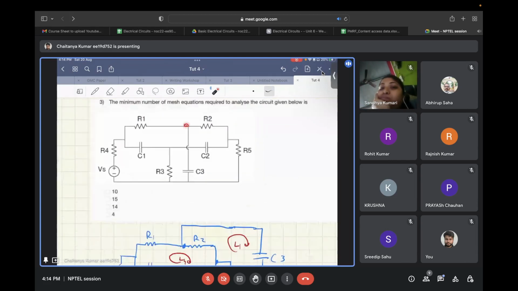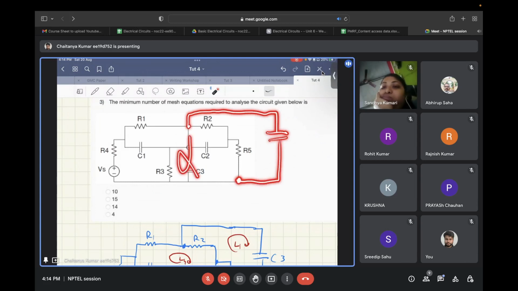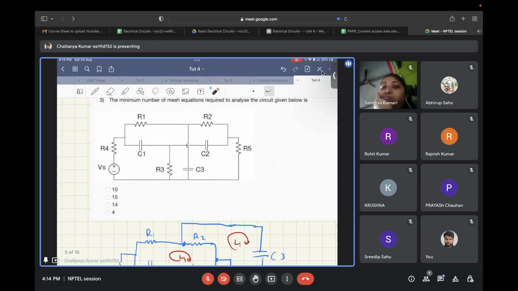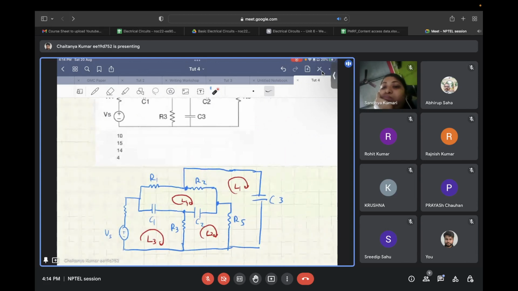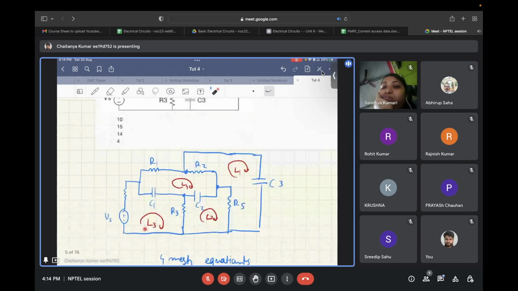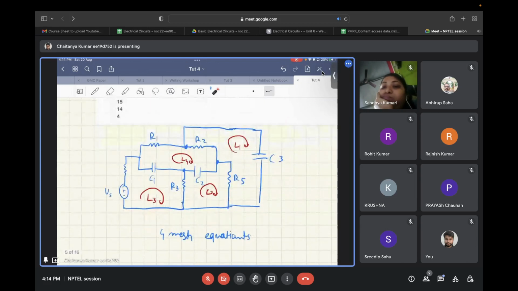If you observe closely, this C3 that is between this node and this node can be extended and made like this, and this can be removed. So the circuit will still remain the same. This is what the circuit looks like. Here you can see you have four loops, hence four mesh equations you will need. Any doubt in this?